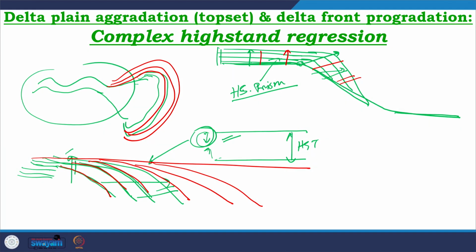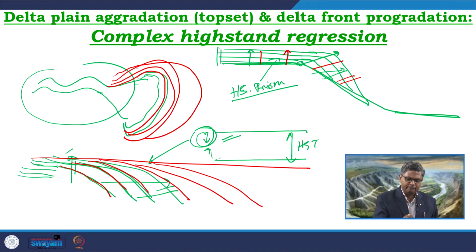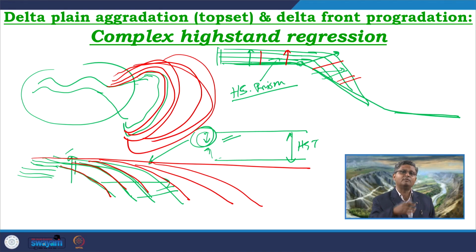Whereas, when we look into the late phase of the HST, the thickness of the topset package, which reflects the degree of vertical overlap between successive prograding lobes, decreases with time, resulting in more progradation than aggradation. So, in such cases, the lobes are more prograding, like this, not vertically aggrading. So, we are in this kind of scenario where the vertical aggradation is relatively less.